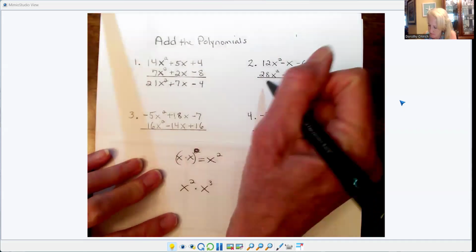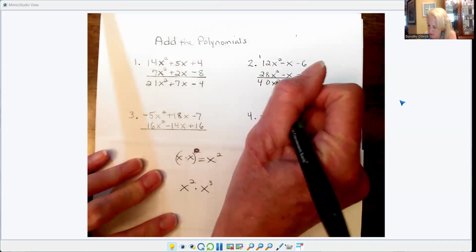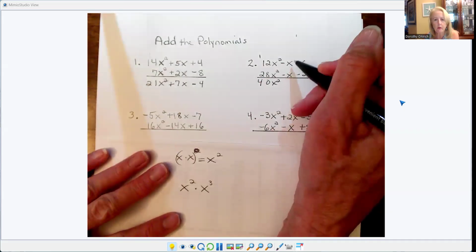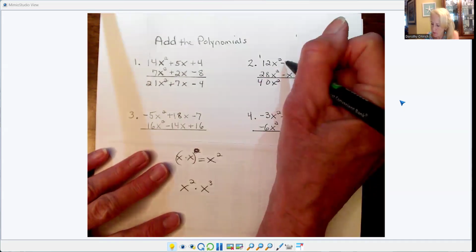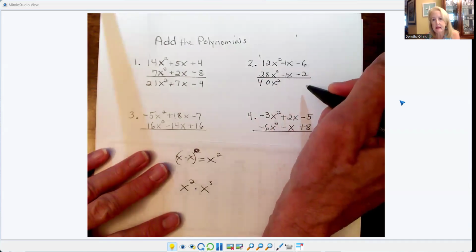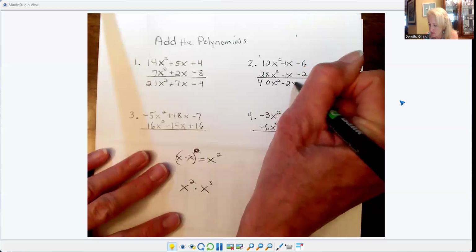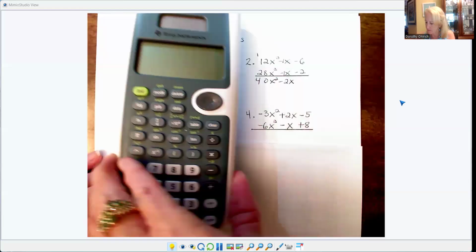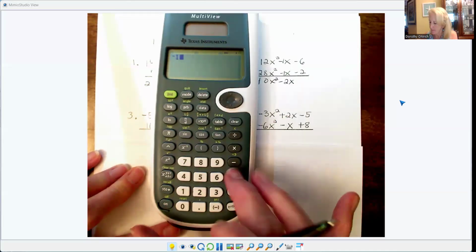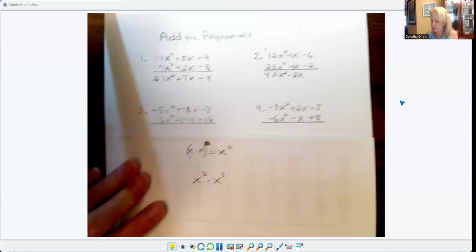12 plus 28, 8 and 2 is 10. So that's 40x squared. Here's one that a lot of people have trouble with. They think they can go ahead and just cancel those out. But if you put a 1 there, negative 1 and negative 1 is negative 2. I owe $1, I owe another $1, then I owe 2. And when you put it in the calculator, you would do negative 1 minus 1, not minus negative 1. That's where I've seen a lot of students make mistakes.